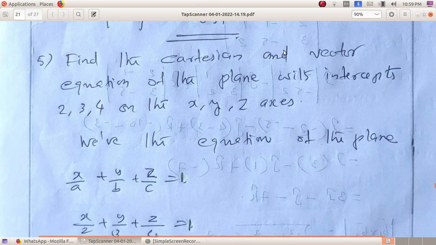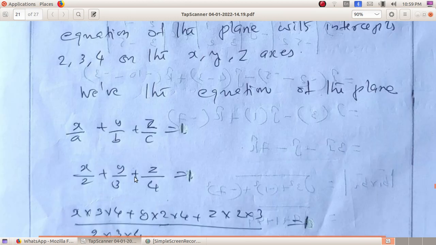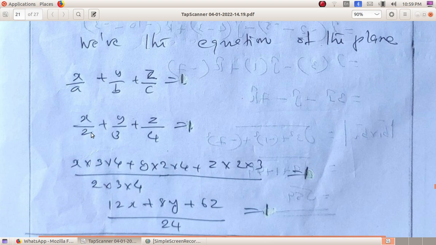Find the Cartesian and vector equation of the plane with the intercepts 2, 3, 4 on the x, y, z axis. What is the formula? x by a plus y by b plus z by c equal to 1. Okay. So a is 2, b is 3, c is 4. x by 2 plus y by 3 plus z by 4 is equal to 1. Right. And cross multiplication, 2 into 3 into 4.